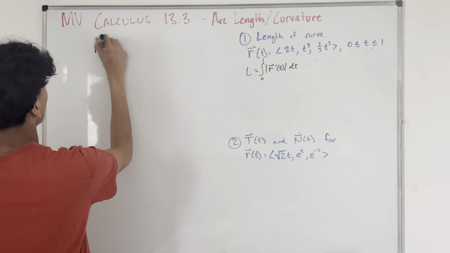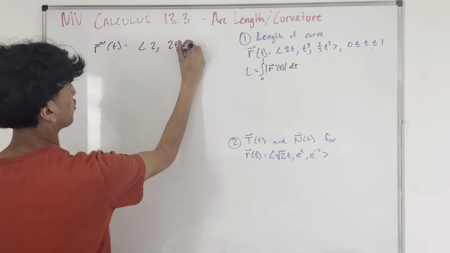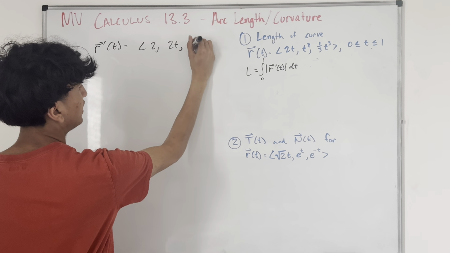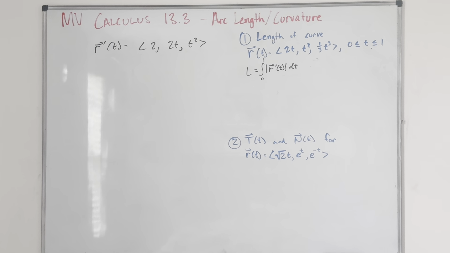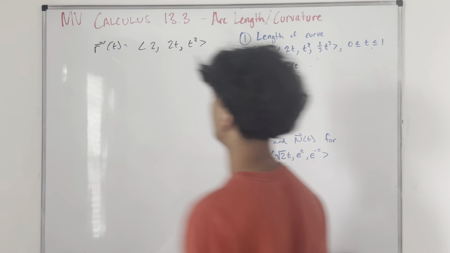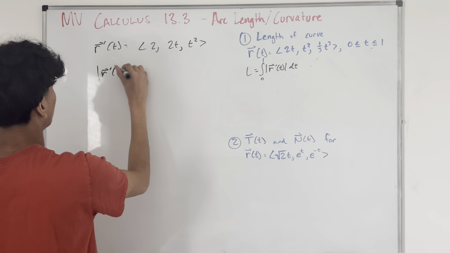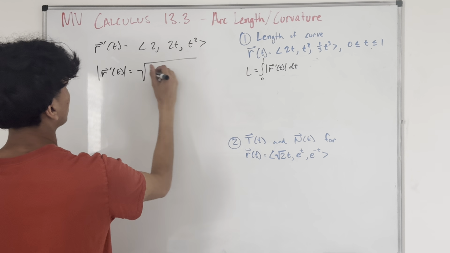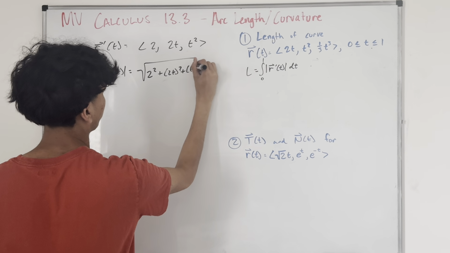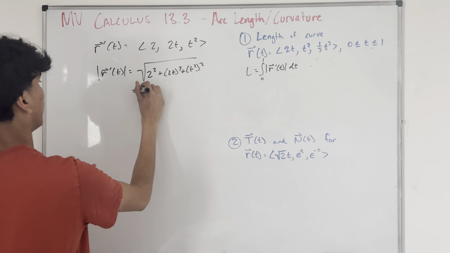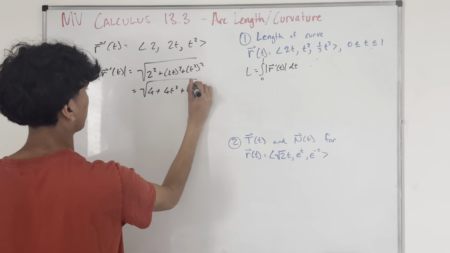Taking the derivative, I get 2t for the y component and t squared for the z component. The magnitude of r prime of t is the square root of 2 squared plus 2t squared plus t squared squared. So this simplifies to the square root of 4 plus 4t squared plus t to the 4th.